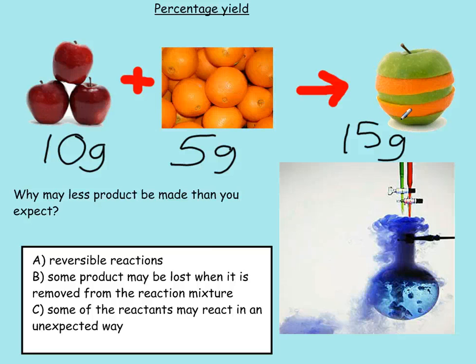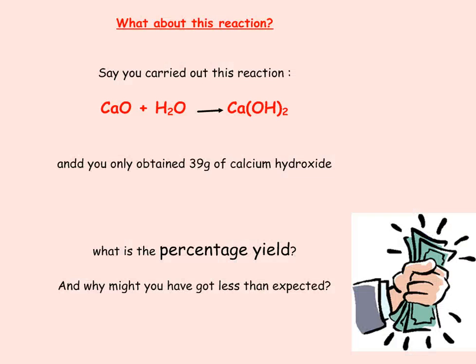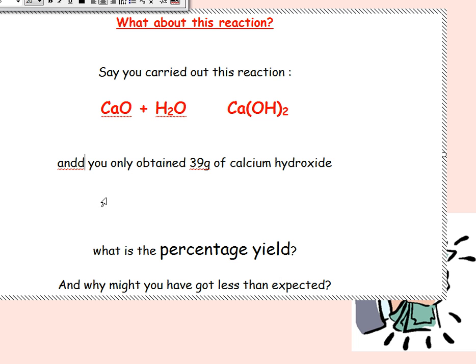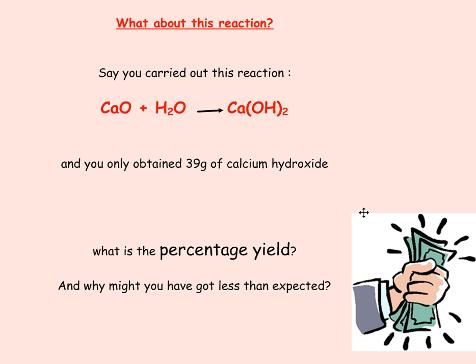Okay, so let's have a look at some maths then. So here, maybe they'll give you this one. Say you carried out this reaction: calcium oxide plus water gives you calcium hydroxide. And you only obtained 39 grams of calcium hydroxide. What is the percentage yield?